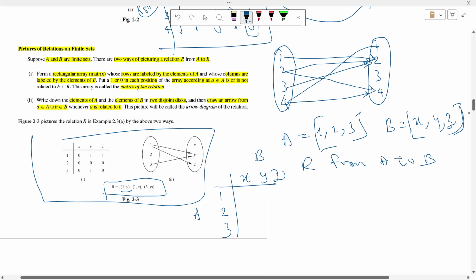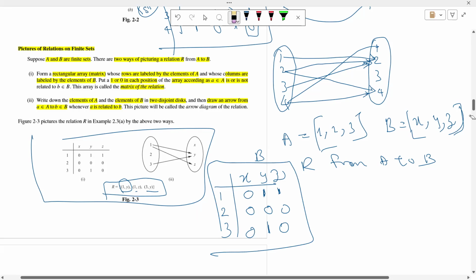So the first element says 1 comma Y, so I am putting 1 here. Second one, 1 comma Z. Third one, 3 comma Y. So only three ordered pairs are there. The remaining places I am putting 0. So this is the matrix diagram.